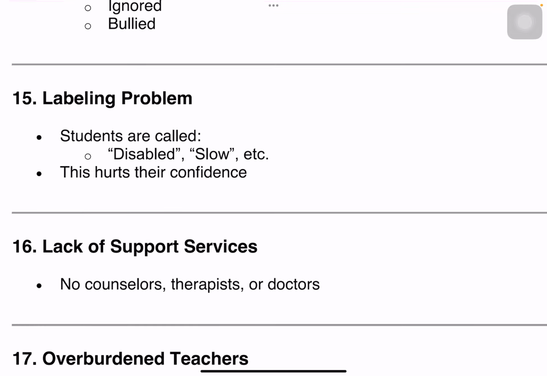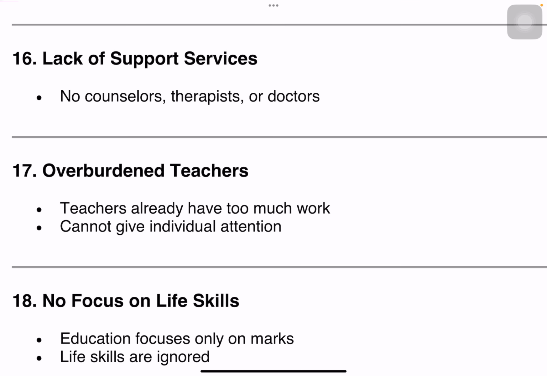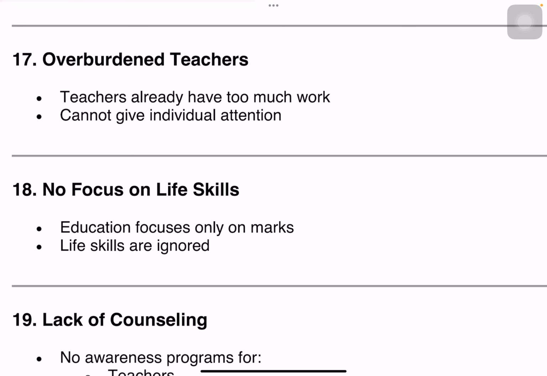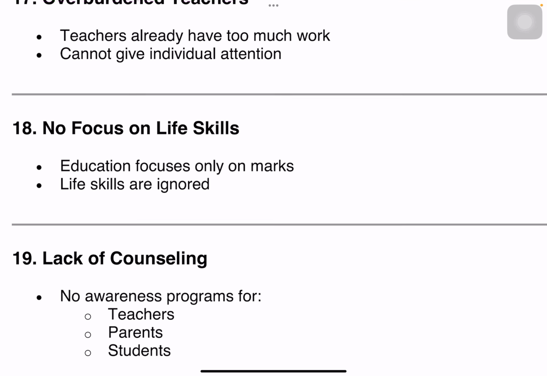Number 15, labeling problem. Students are called disabled, slow, etc. This hurts their confidence. Number 16, lack of support services. No counselors, therapists, or doctors. Number 17, overburdened teachers. Teachers already have too much work, cannot give individual attention.